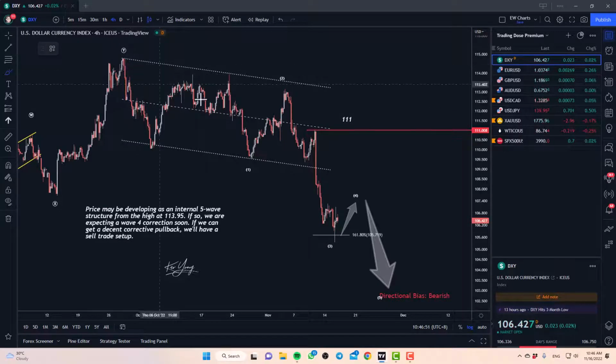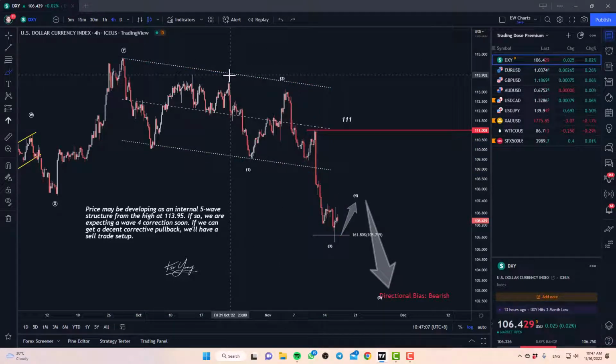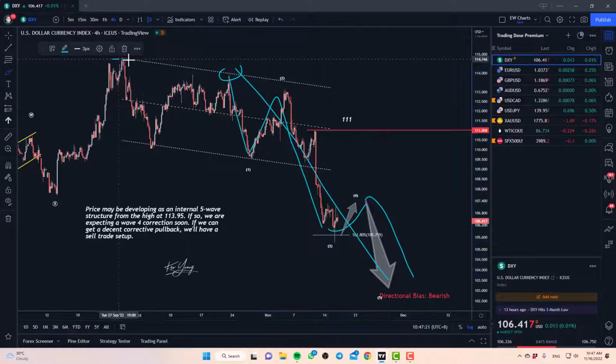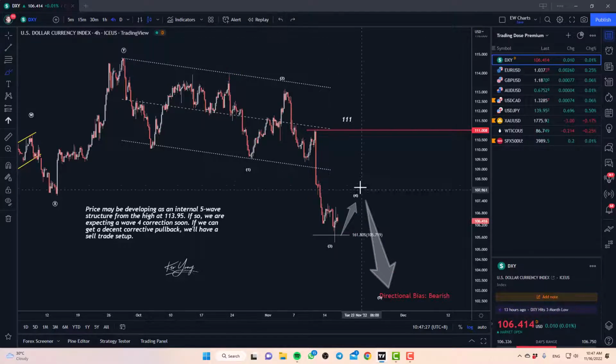As I mentioned, we can see a couple of different counts here. But why I use this as the primary is because of last Thursday's CPI data, we had a very impulsive break of this channel structure. Therefore, from this high, potentially we can count it as a 1, 2, 3, and then of course we're expecting wave 4 to develop and another wave 5 down. And this would give us a bigger wave 3 from this high, which is 1, 2, and then this is the 3. So we are basically looking at an internal 5 waves of a bigger wave 3.